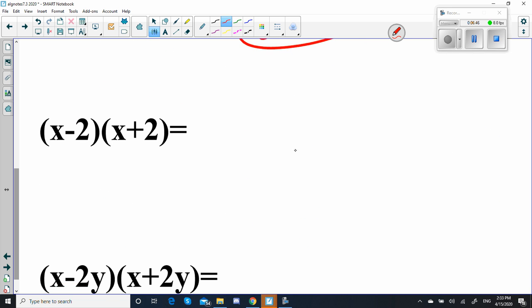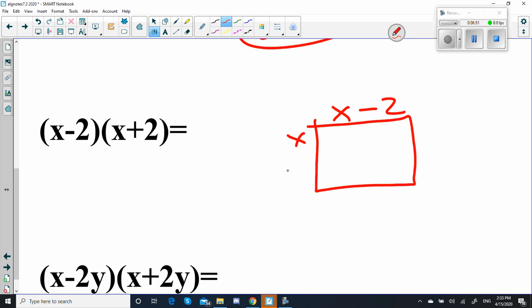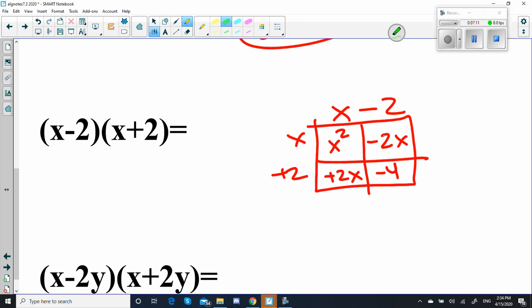Okay, the second one I'll do with the Punnett square. Be careful with your signs here. This minus 2 and plus 2, it's important that you have those. So this is x times x, x times negative 2x, x times positive 2x. Notice I put that plus in there. And negative 2 times positive 2 is negative 4. These two are alike. They can be combined. However, they equal 0 because negative 2 plus 2 is 0. So my final answer is x squared minus 4.